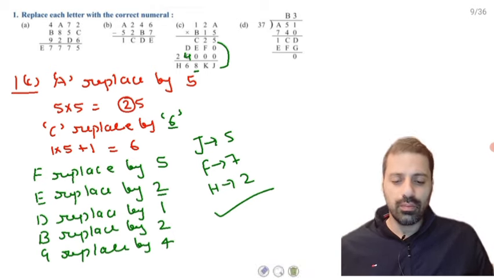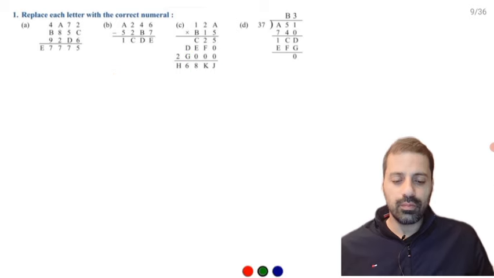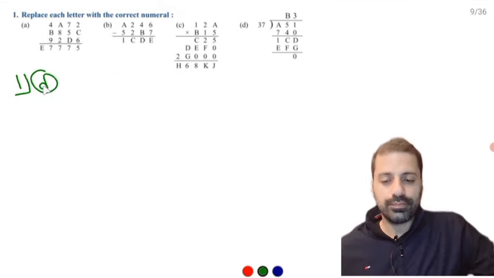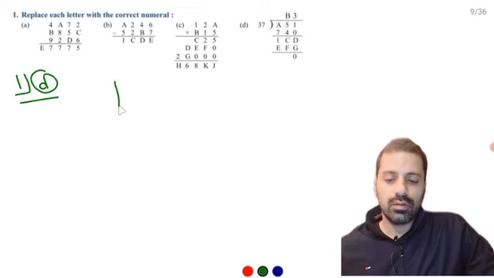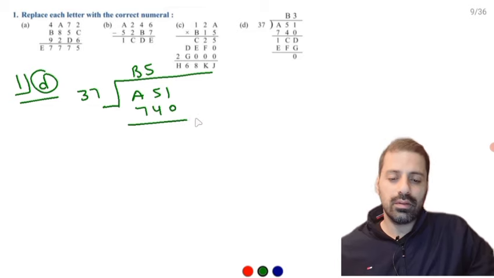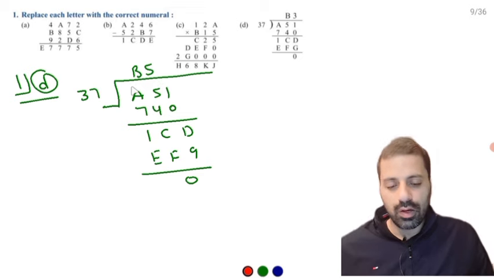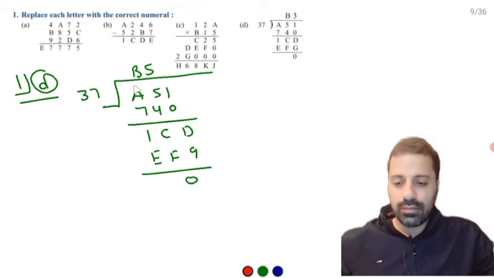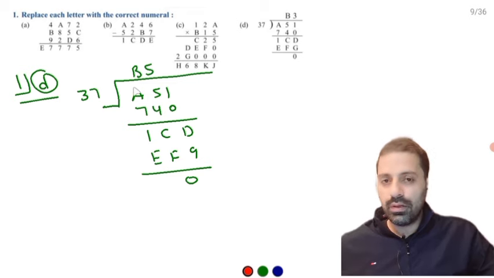Now take another problem from this d problem. What is the d problem? So I'll show you here, a 51 37 b5 740, come here 1 cd e f g and 0. Now I will do this clearly, what will come at the place of which number. So let's do this problem very quickly.